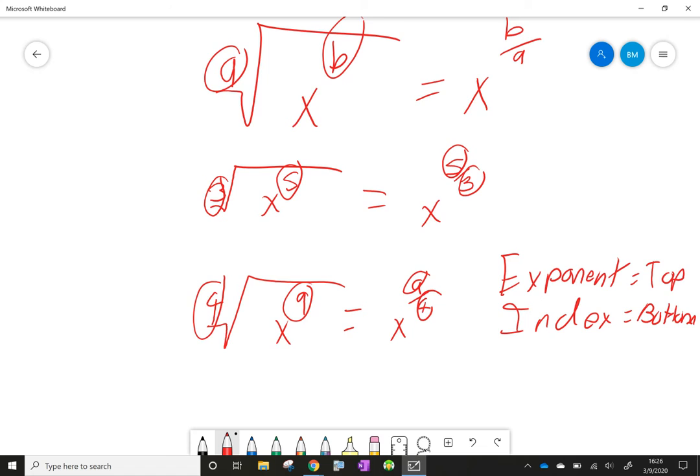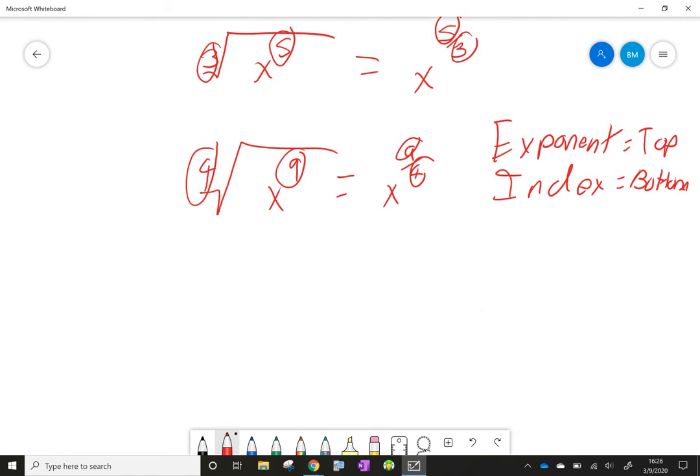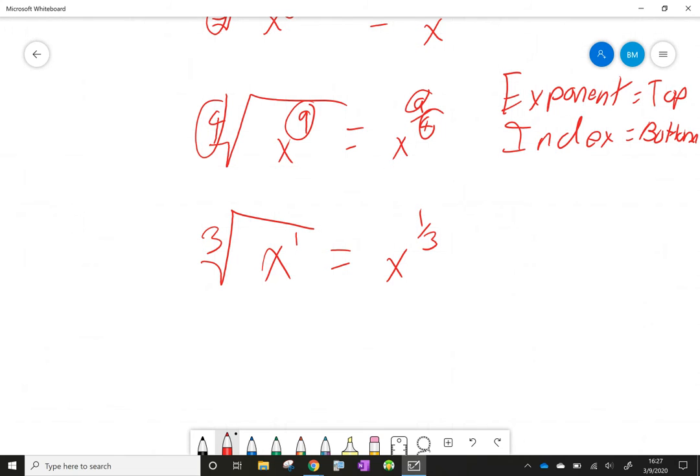Now, one thing we might see is, what if one of those numbers is not visible to us? So for example, let's say I have the cube root of x. Let's say it doesn't show us any exponent here on x. Well, it doesn't mean it doesn't exist. It just means it's x to the first power. So this will look like x to the 1 over 3, or x to the 1/3 power. So if you had the 6th root of x, this would be the same as x to the 1/6 power.